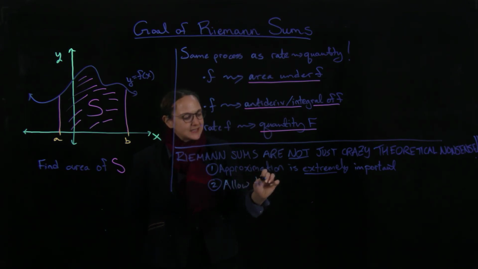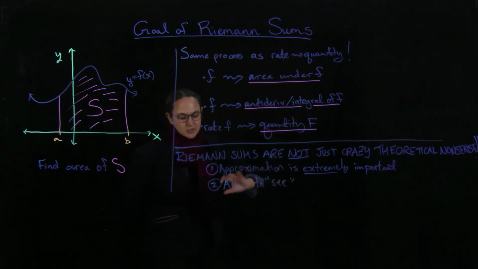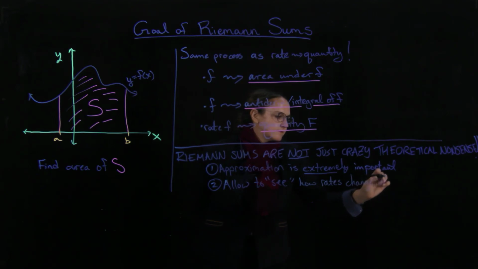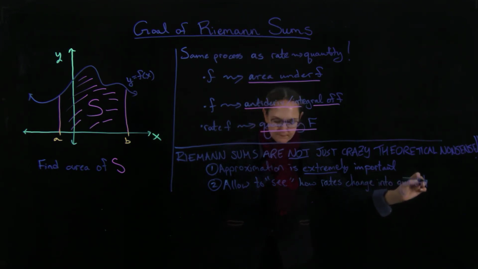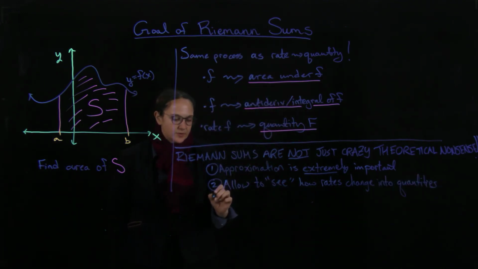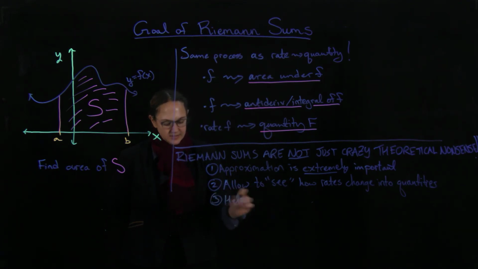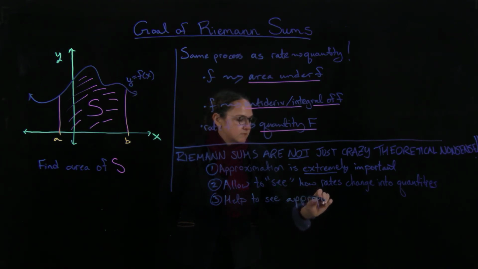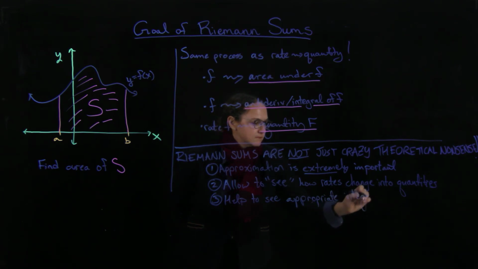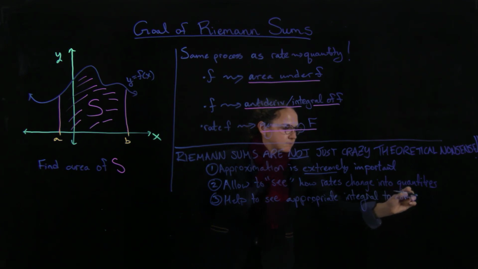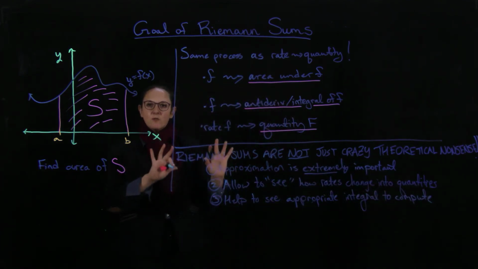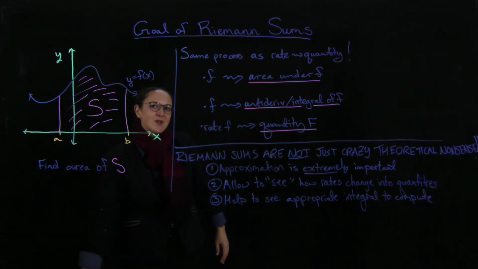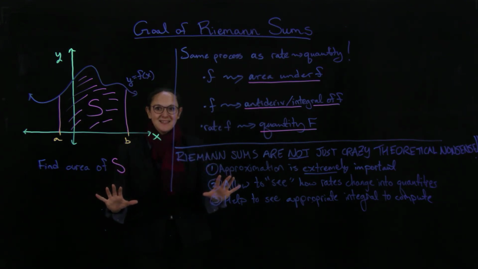And they allow us to see, as you have seen in the previous circumstance, how rates change into quantities. And they help to see the appropriate integral to compute. A lot of times things aren't just given to you, but if you can break them apart, then you can see how to do this. So this gives you an idea of what we're doing with Riemann sums. We're going to be trying to approximate this area, so that when I start getting into all this notation, which may feel a little overwhelming, you have the picture in mind of what we're aiming at and why we're doing it. I hope that makes some sense, and I'll see you in the next lecture.